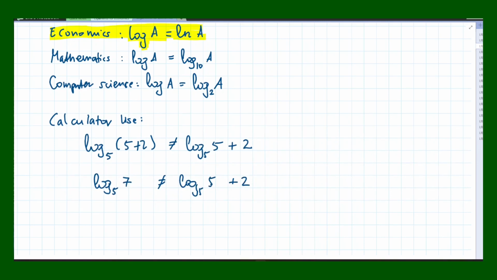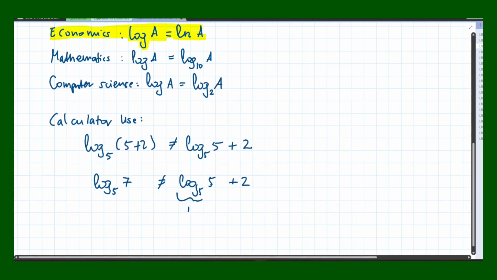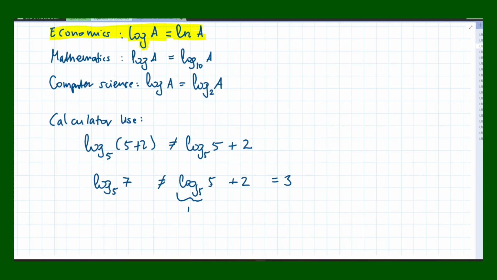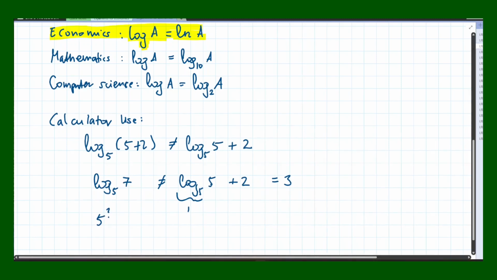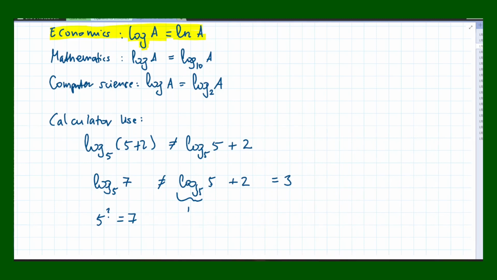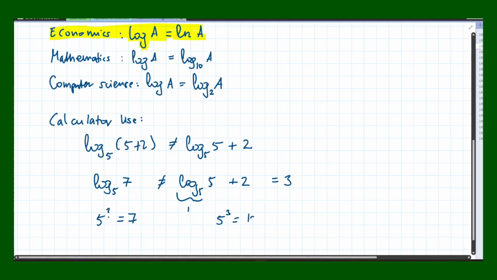And log base 5 of 5 gives me 1. While the other side is going to have to be something smaller than 3, because if I raise 5 to some power, I'm going to have to get 7. That's basically what this log means here. And we have to remember that 5 cubed is 125, so it's definitely much bigger than 7. So the two sides are absolutely not equal.